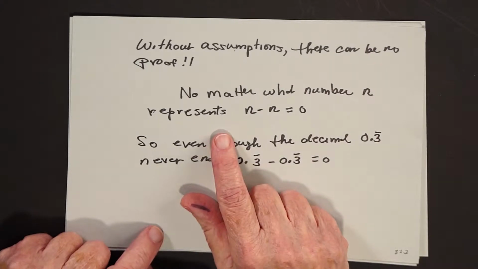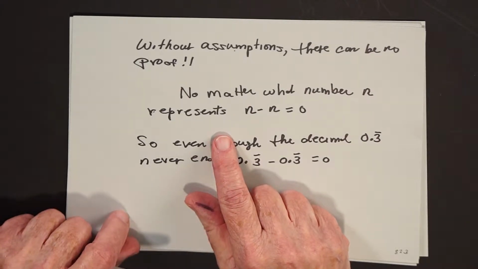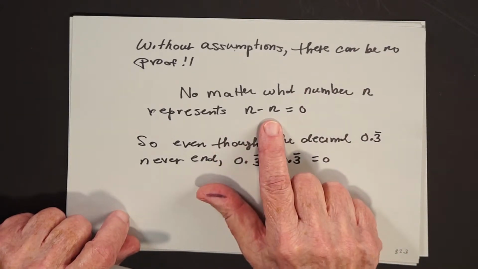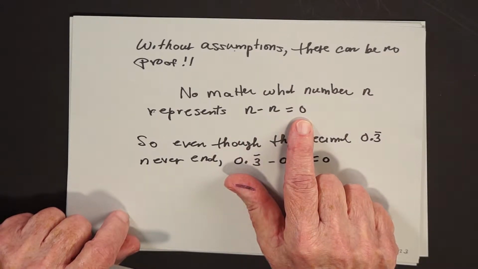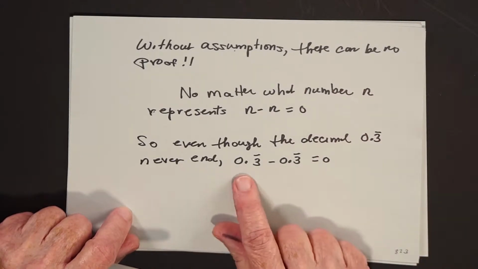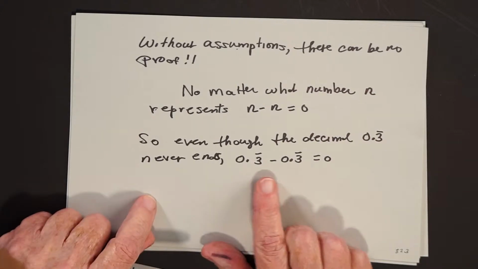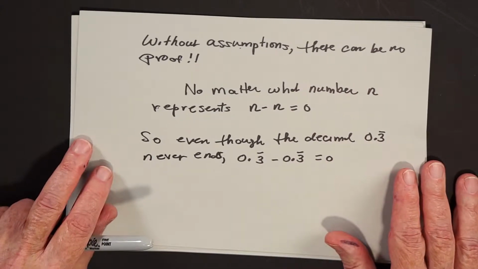Well, we're going to make an assumption here. And I think this assumption is so simple that there'll be no argument against it. And it says no matter what number n represents, if we subtract it from itself, in other words, n minus n, the answer is always 0. So even though the decimal 0.3 bar never ends, if I subtract 0.3 bar from 0.3 bar, the answer will be 0.